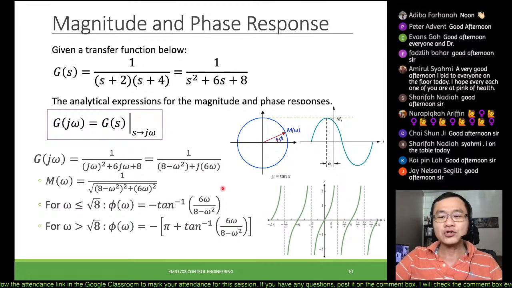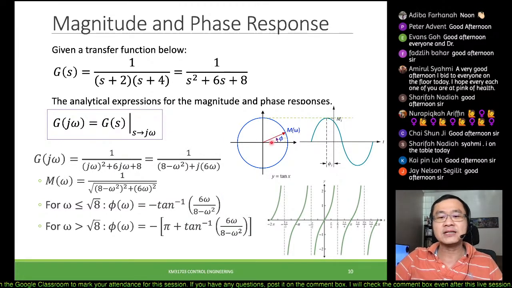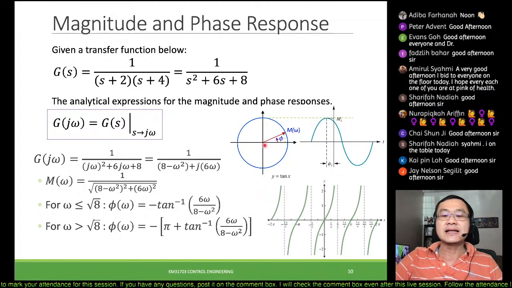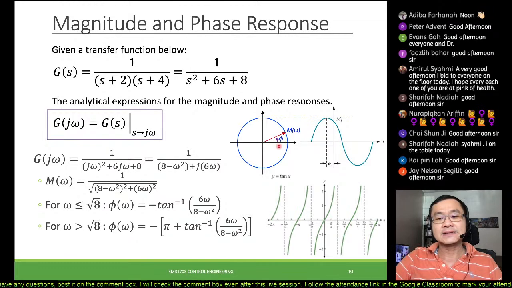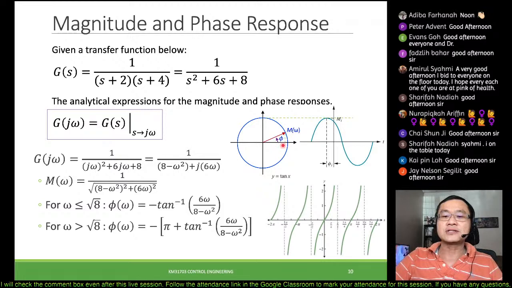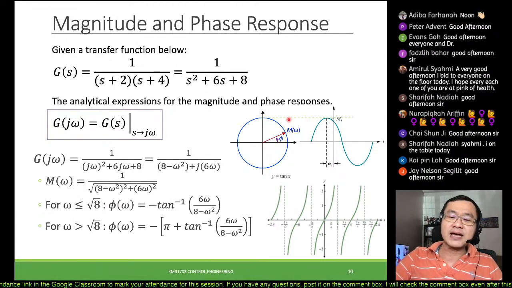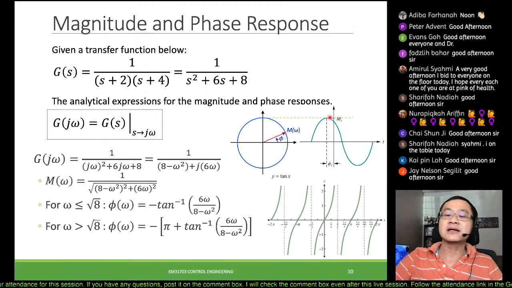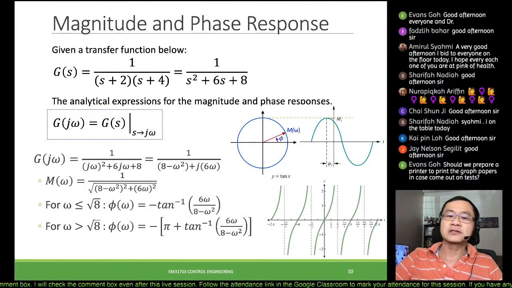As I've mentioned previously, the magnitude represents the length. If it is a cosine, then it would be the adjacent length itself. But when we refer to M(omega), it refers to the radius, which is the highest point or the peak value of the oscillations or the sinusoidal curve itself.